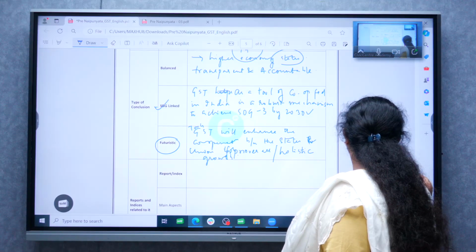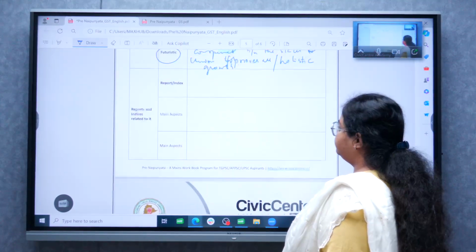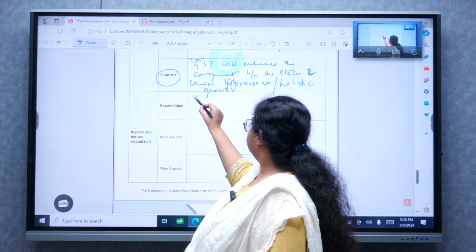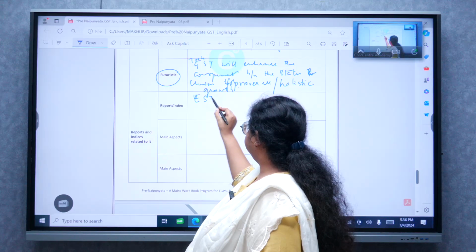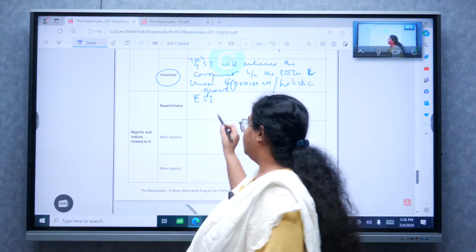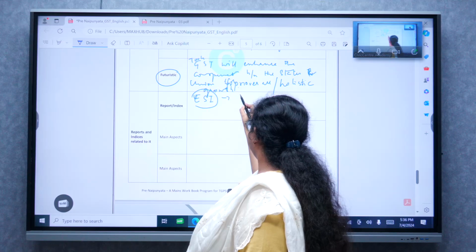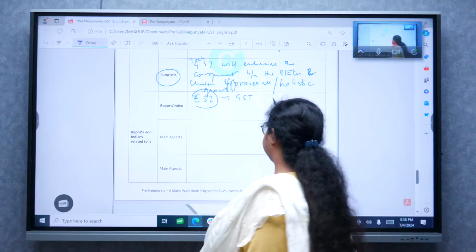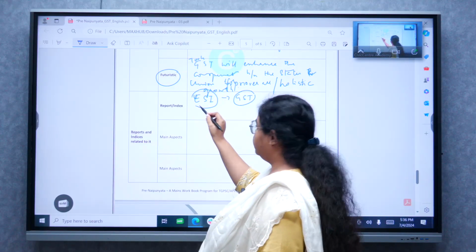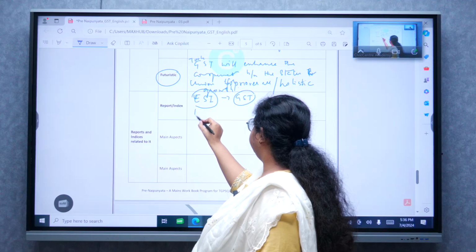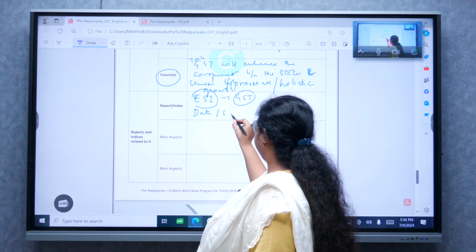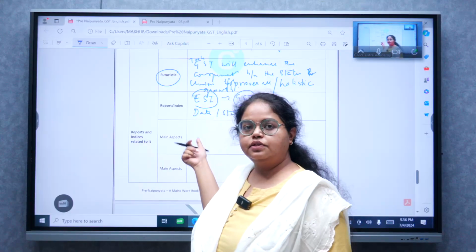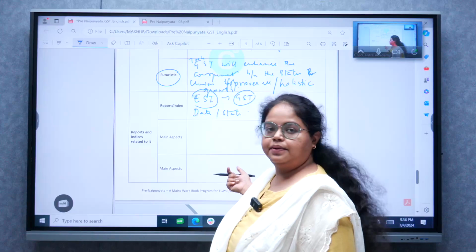Now we have provided empty space wherein you can search for various reports or the data from the Economic Survey of India on how much GST there is. The Economic Survey gives you year on year how much GST is collected, and you can put the data in numbers or stats here, which you can again use for maybe another question on the same static concept, right?